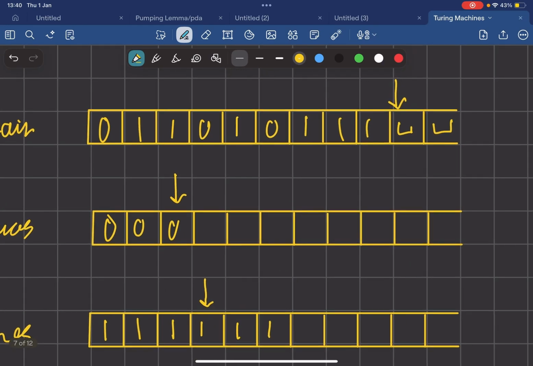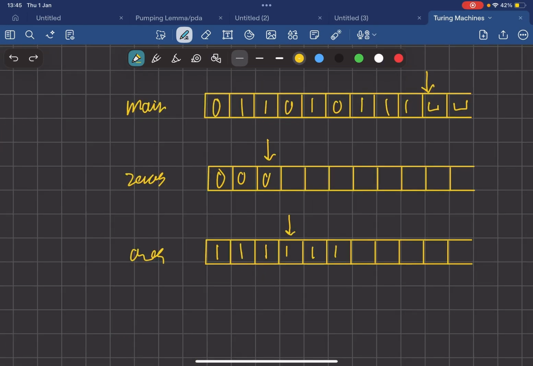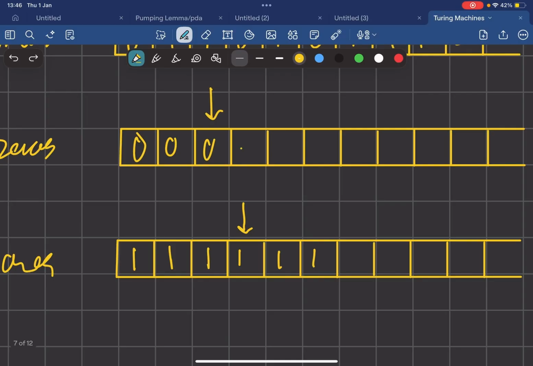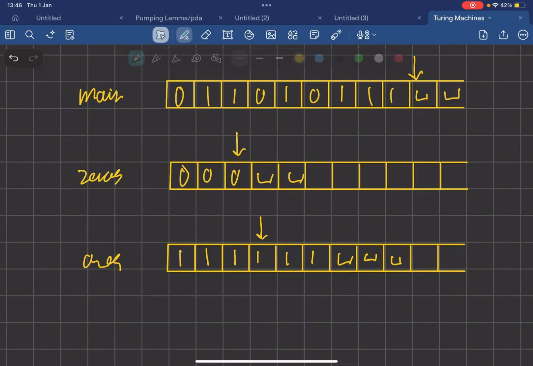Okay, that's all the ones. Copy them over. And now our goal is to check if the number of ones on this tape is a multiple of the number of zeros on the other tape. And one thing I forgot is that there should be blank symbols here, so let's just pretend like I put them there. Okay, now how do we check if the number of ones is a multiple of the number of zeros? Well, as mentioned before, we can use one of the algorithms we discussed.